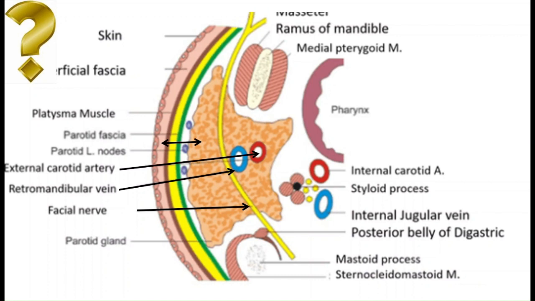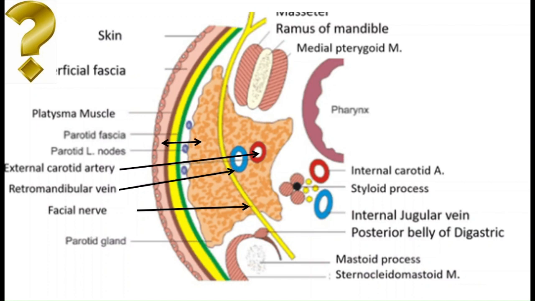The parotid gland has its own capsule because it is a major salivary gland. This capsule is made of non-elastic connective tissue. That means if there's an inflammation and the gland wants to expand, it cannot, therefore it is going to be painful because of the pressure on the nerves inside it.